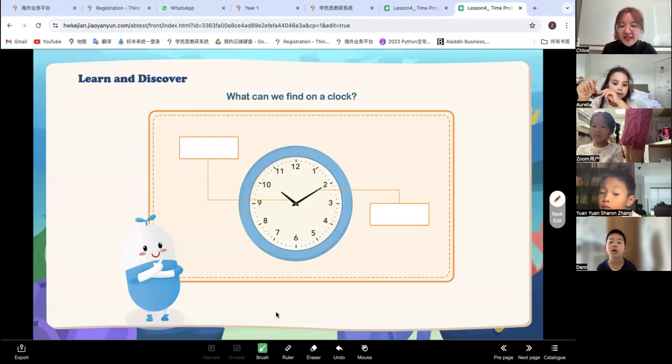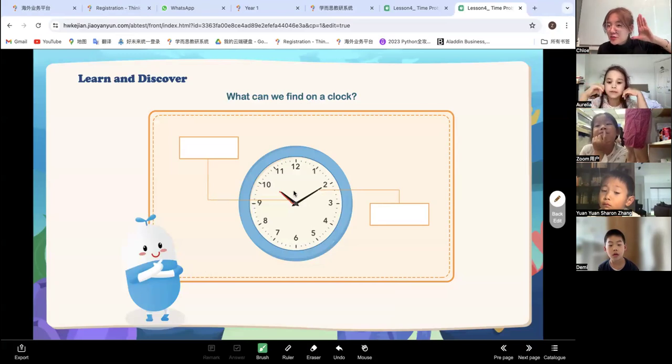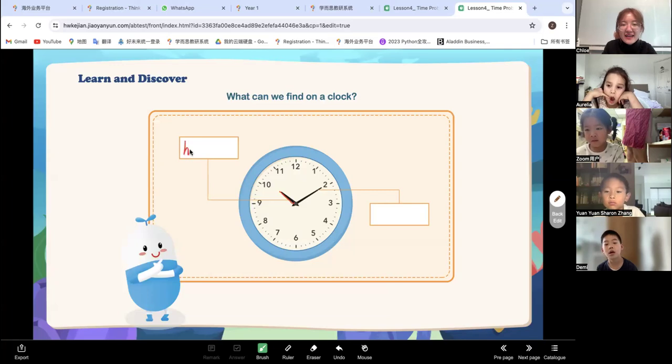Basically we have known the name. Let's review it, okay? Tell me, what's the name of the shorter one? 3, 2, 1. It's the... Tell me, hour hand. Great, hour hand. And what's the name of the longer one? It's the minute hand. Very well done.